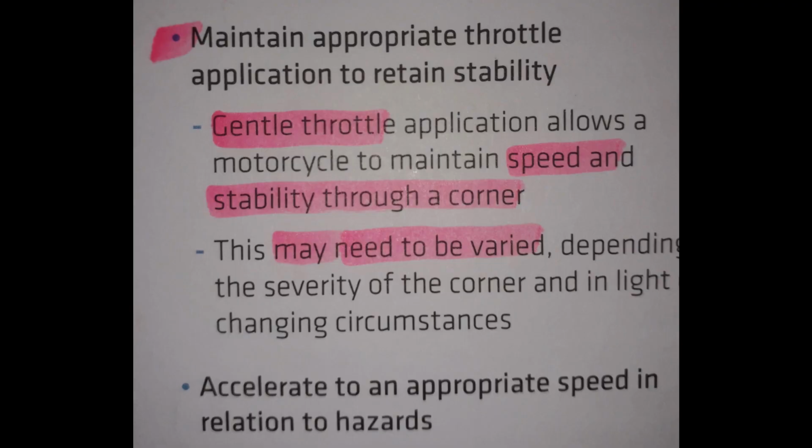They do, however, suggest that you should maintain an appropriate throttle position, gently applying the throttle to maintain a maintenance position to carry you through the bend which has no apex. And it says it may need to be varied depending upon the severity of the corner and in light of changing circumstances. Now, does this acknowledge that there could be a reduced radius bend which has a definition of an apex which your maintenance position throttle cannot accommodate your safe continuance for? More about that in the next video.